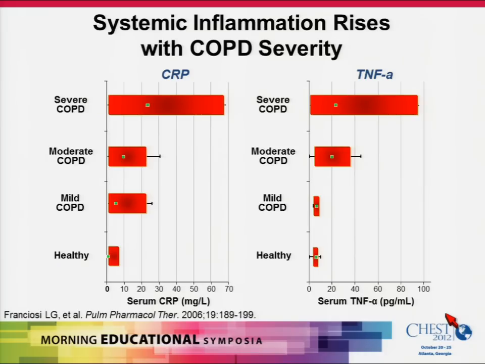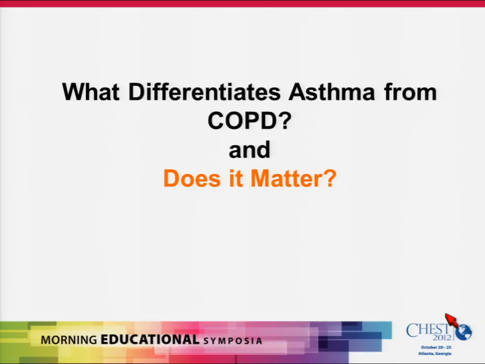We also recognize that as systemic inflammation rises with COPD, it is related to the severity of COPD, as shown here, with CRP and tumor necrosis factor alpha. As the COPD worsens, there are greater amounts of these substances in the blood. However, if one looks in the literature, one will find that there is, not to this magnitude, increased CRP in the blood of many asthmatics. So while that probably is not going to be a very distinguishing factor, most people do not use these tests to distinguish the two.